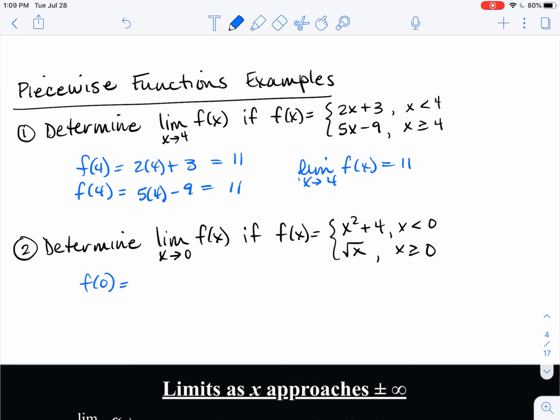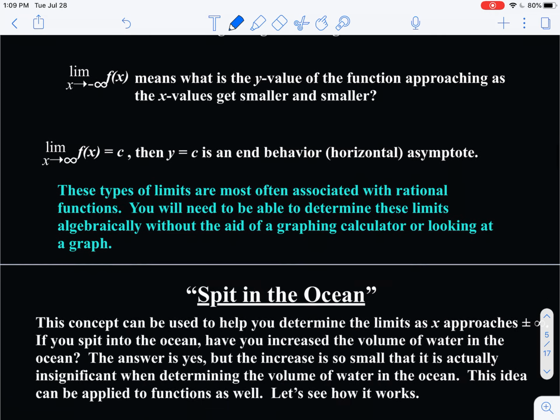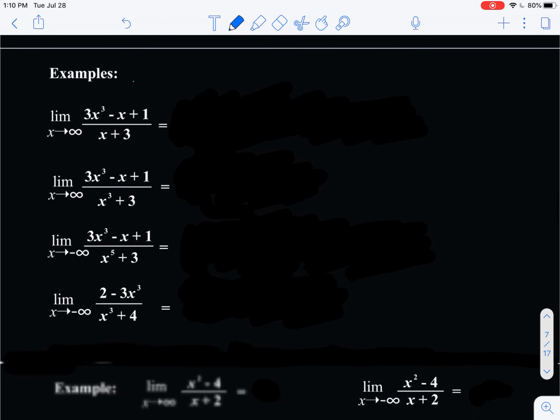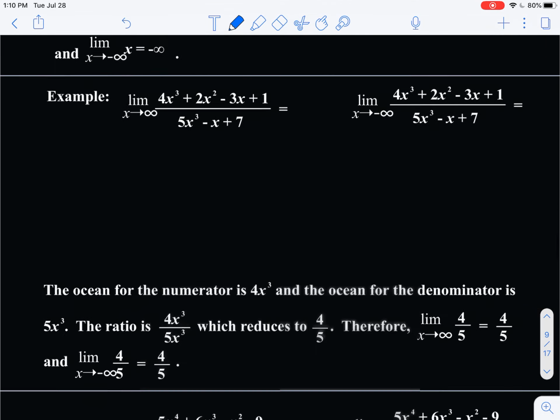Now let's take a look at the next example. So we're looking for the limit as x approached 0 of this function. So f of 0 from the left is 4, and f of 0 from the right is 0. So the limit as x approached 0 of this function does not exist.